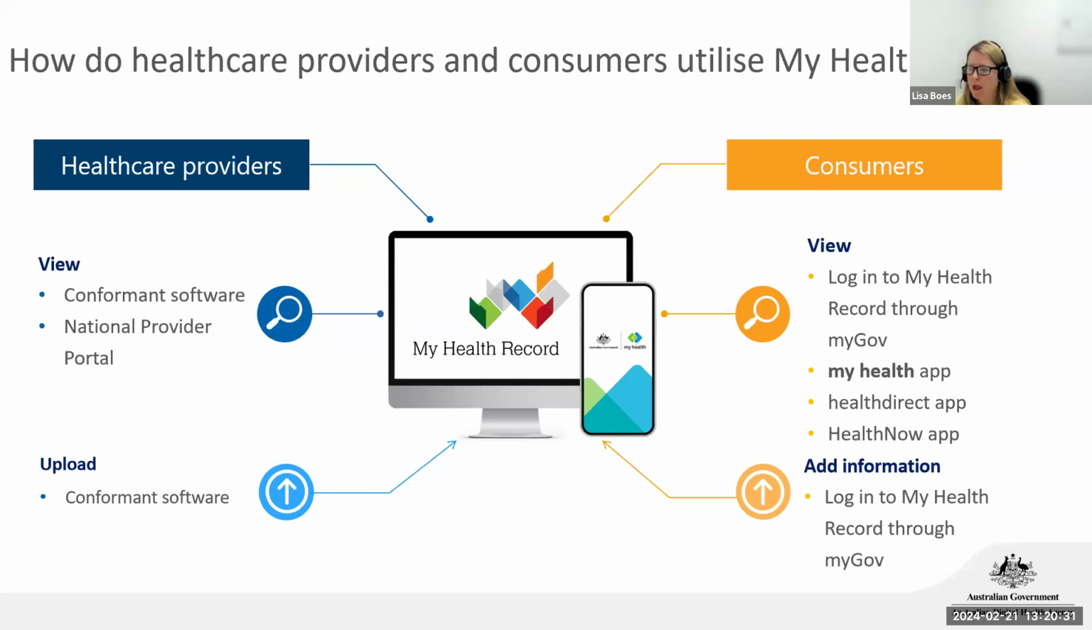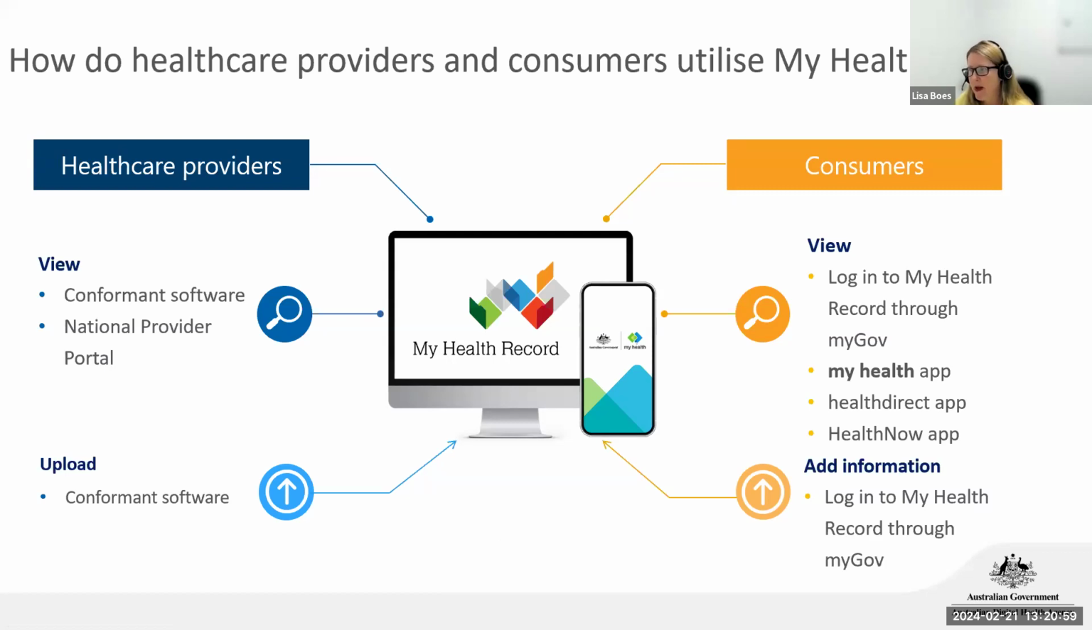So healthcare provider organisations need to register with the Healthcare Identifier Service to be able to access the My Health Record system. Their authorised staff are then able to view and upload to My Health Record via conformance software, which means compatible software. Or if the software used in the organisation is not conformant, then authorised staff can access My Health Record via the National Provider Portal, which is a web-based viewing-only platform.